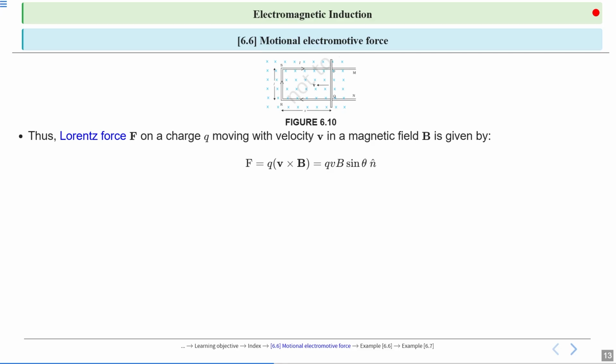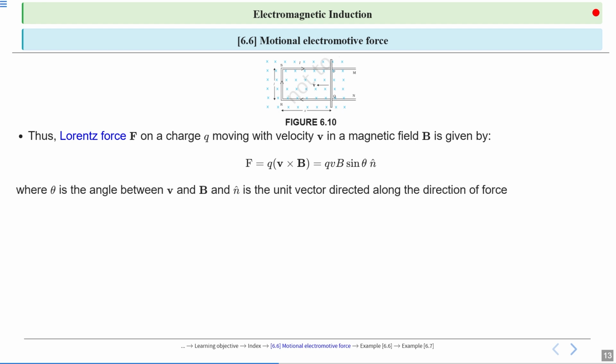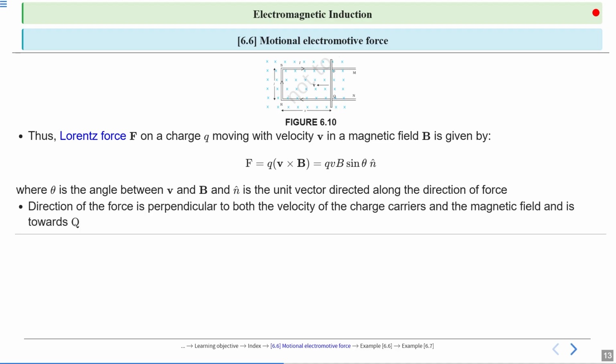So what is the Lorentz force acting on the charges? It is given by F equal to Q(V cross B), that is equal to QVB sine theta n cap. This is the force with direction, where theta is the angle between V and B and n cap is the unit vector directed along the direction of force. Here V and B are perpendicular to each other, so theta will be 90 degrees, so sine 90 degrees will be 1. And if we are taking magnitude, then it will become QVB.